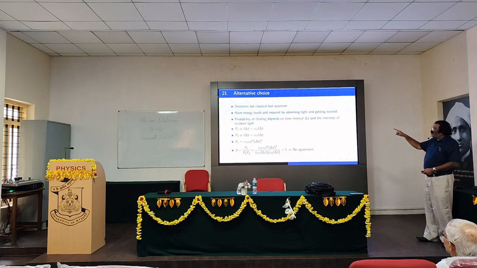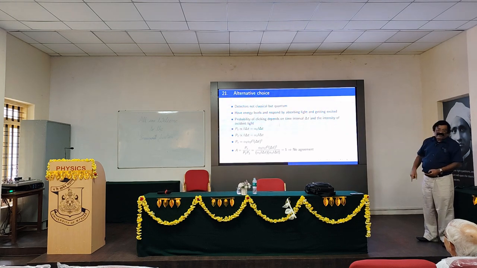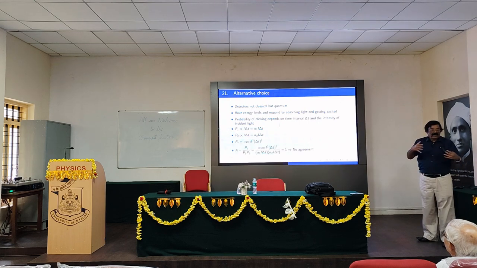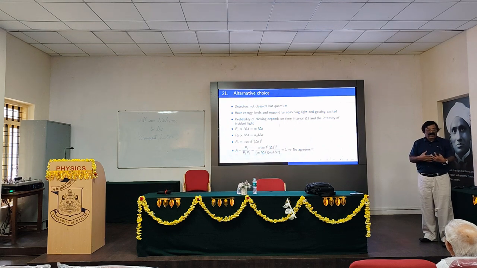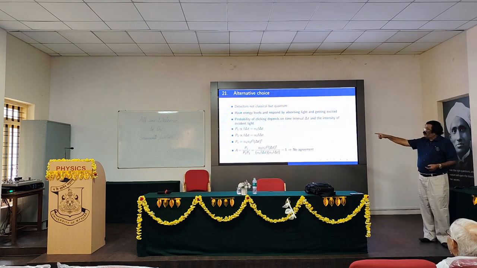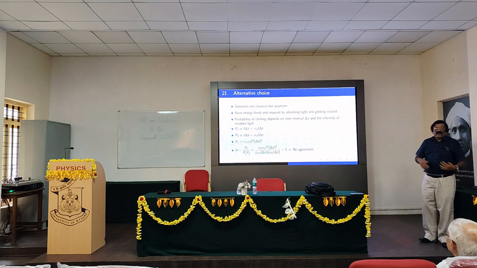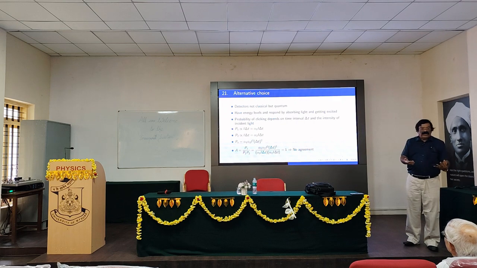Probability of clicking depends on time of arrival delta t and the intensity of incident light. If that is the case, then the probability of detection by any detector is proportional to the incident intensity of the light as well as the time during which you are allowing them. That is why P1 is proportional to I delta t. I is the intensity of the incoming light. Delta t is the time duration. So more time you give, more detection.